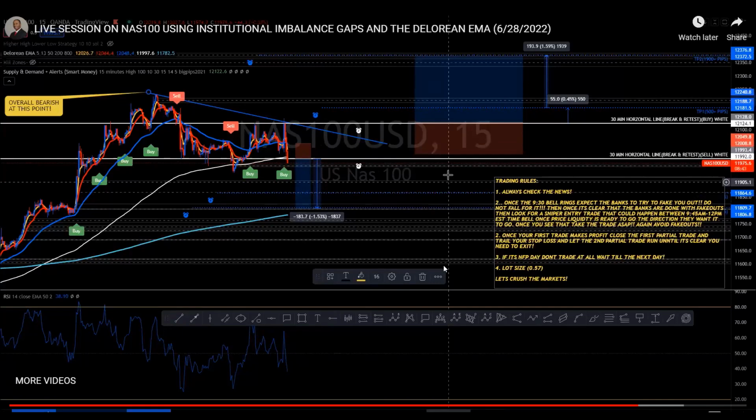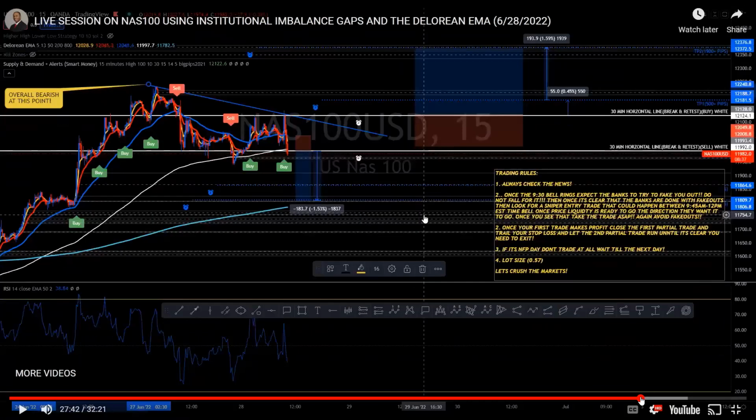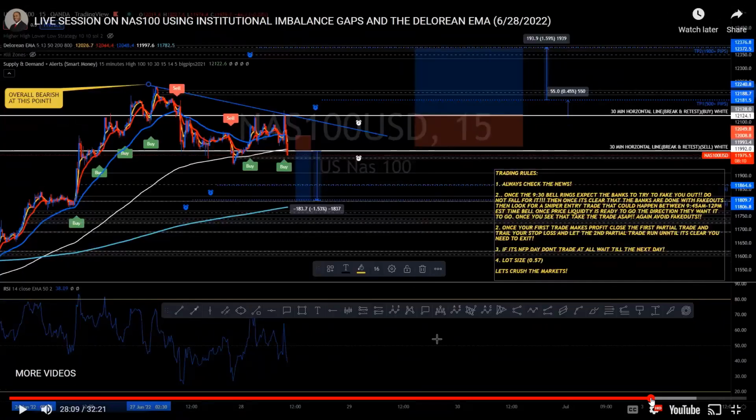Now, what I want to do is fast forward this recording so it goes to the next candle. Let me pause this recording and try to do that.